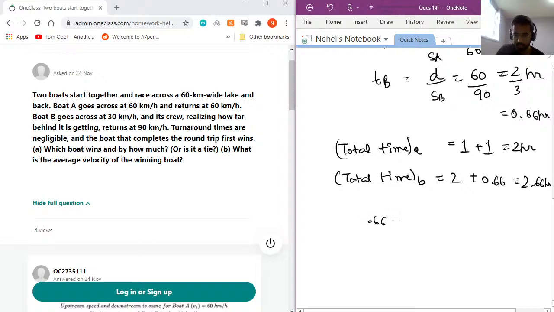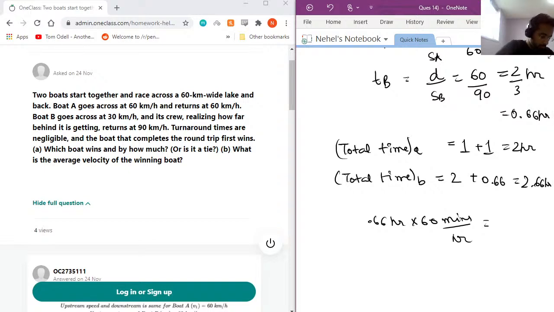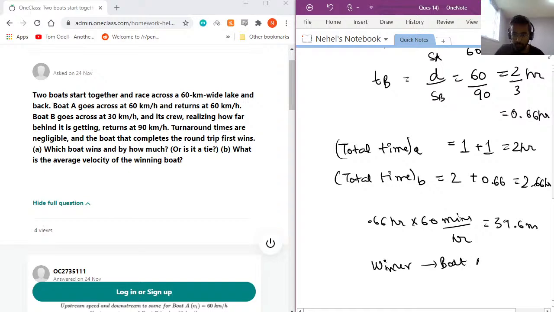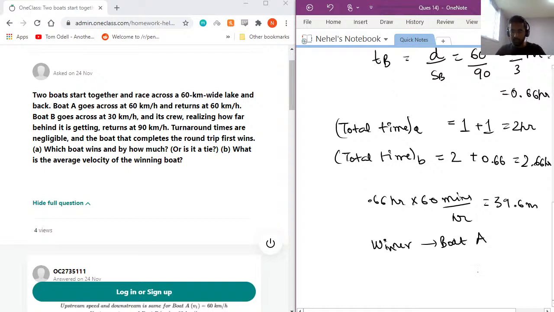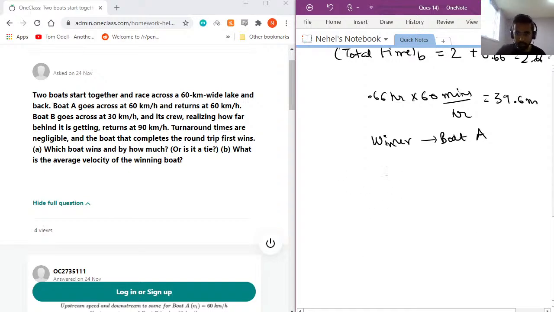So 0.66 hours, or you can multiply it by 60 minutes per hour and say that it won by about 40 minutes or 39.6 minutes. Winner is boat A.